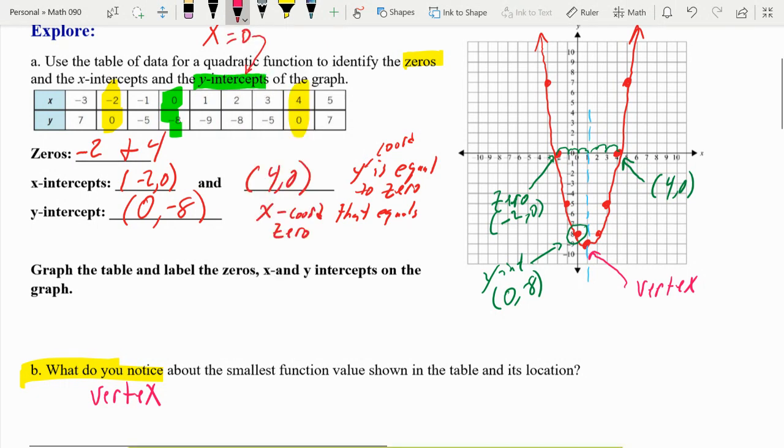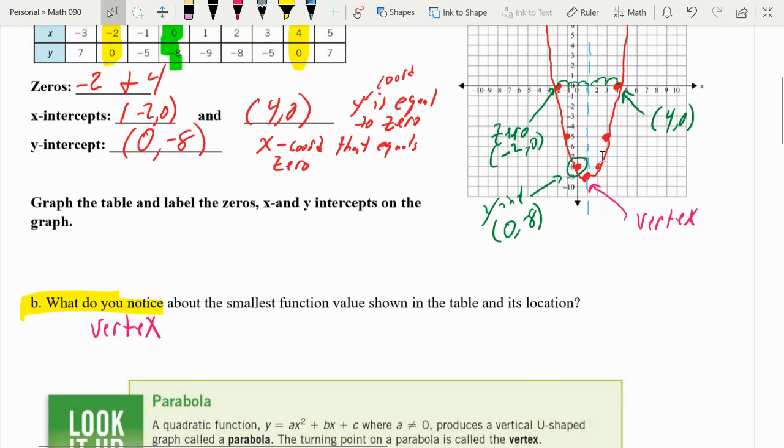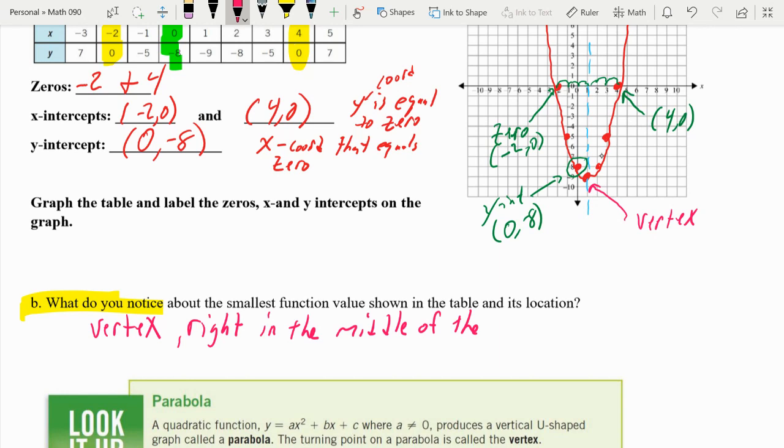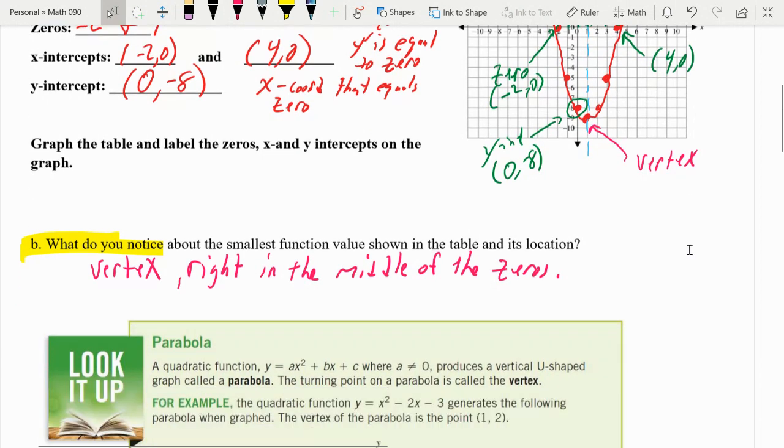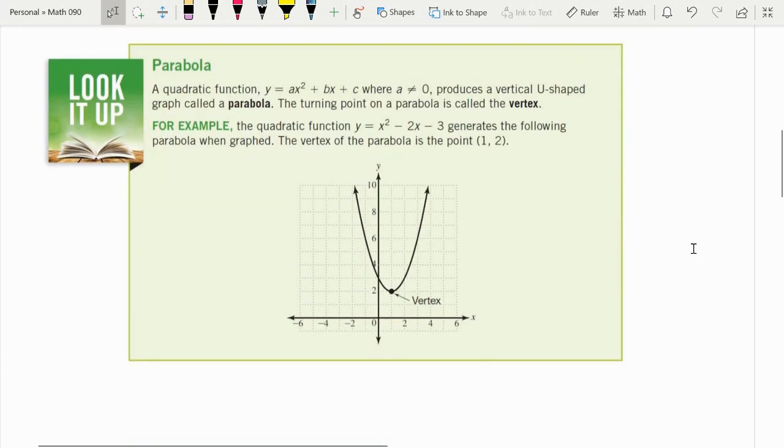So what do you notice about that smallest function value? Again, the vertex is right in the middle of the zeros. Hopefully everybody's good there. Let's talk about this little chart here.